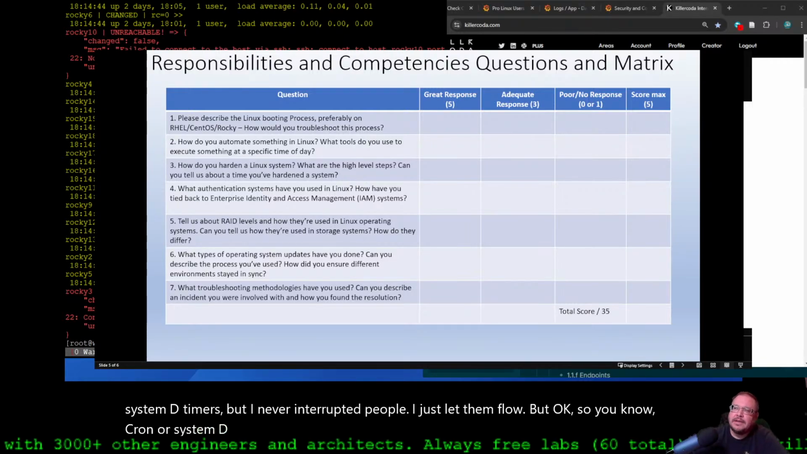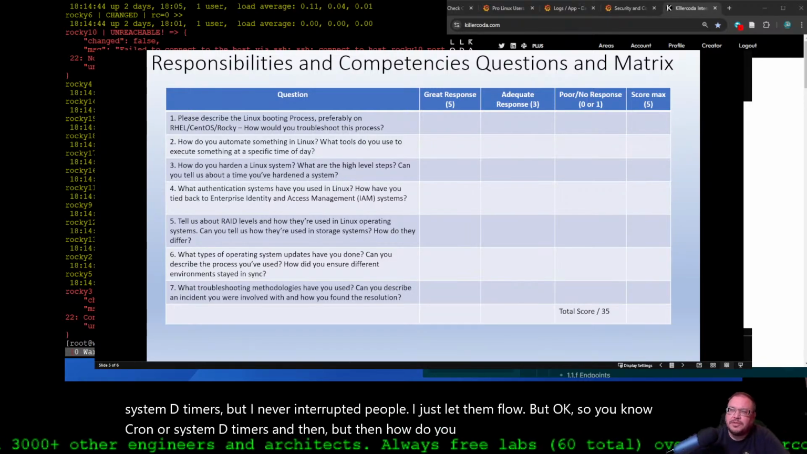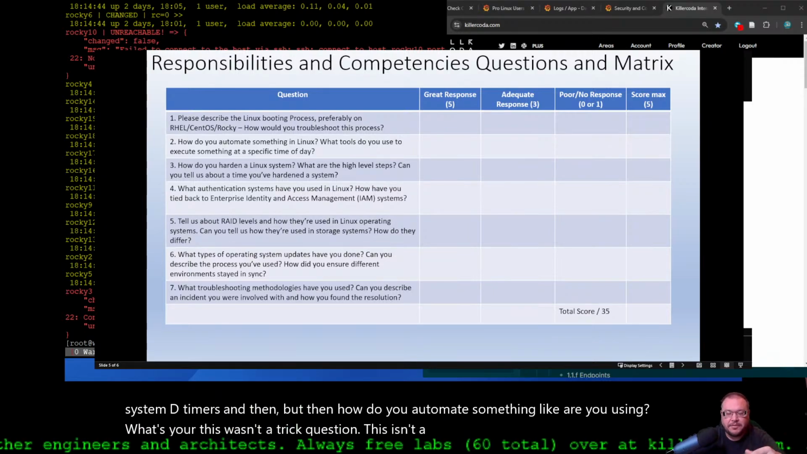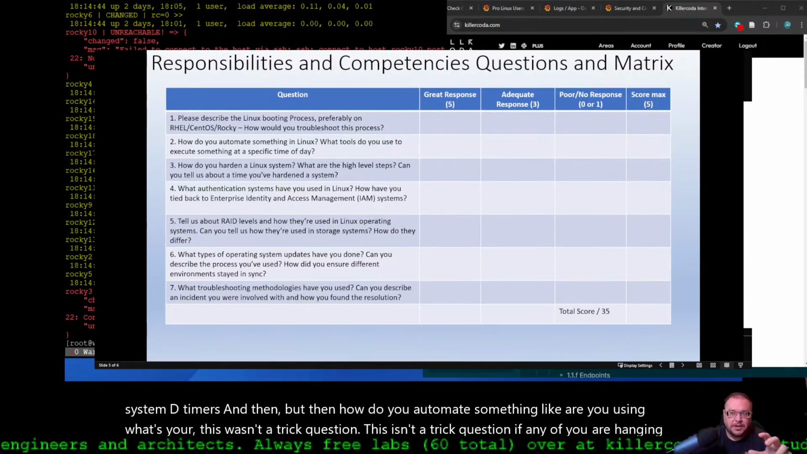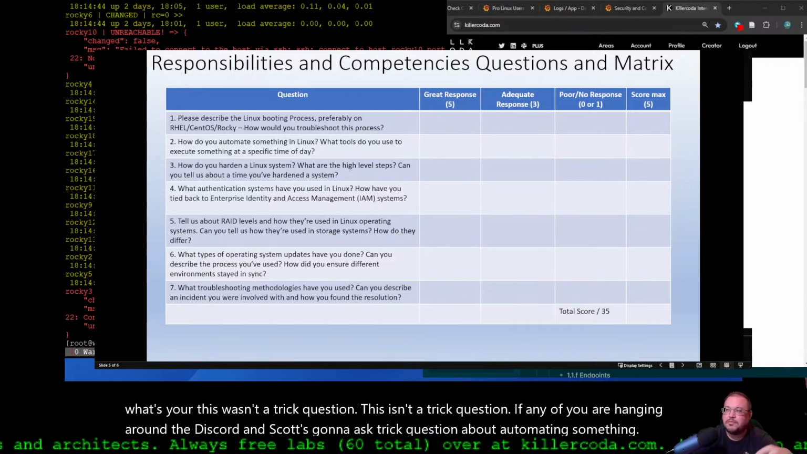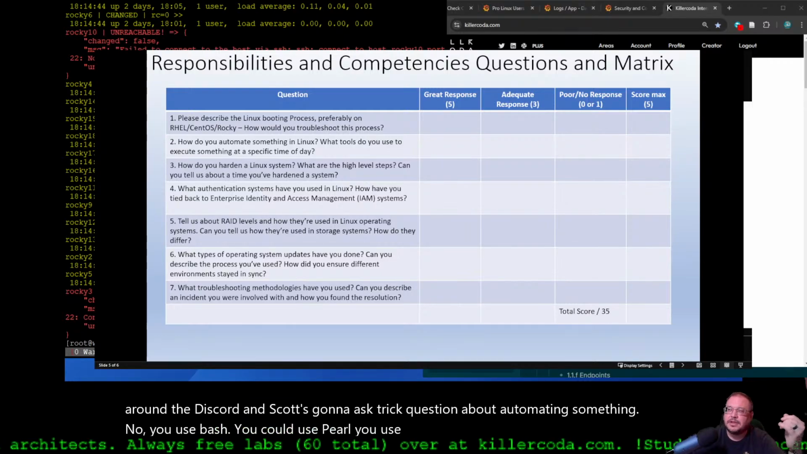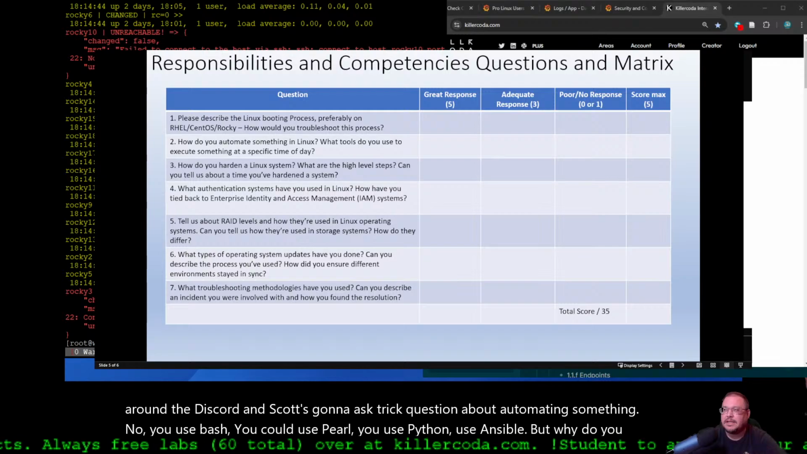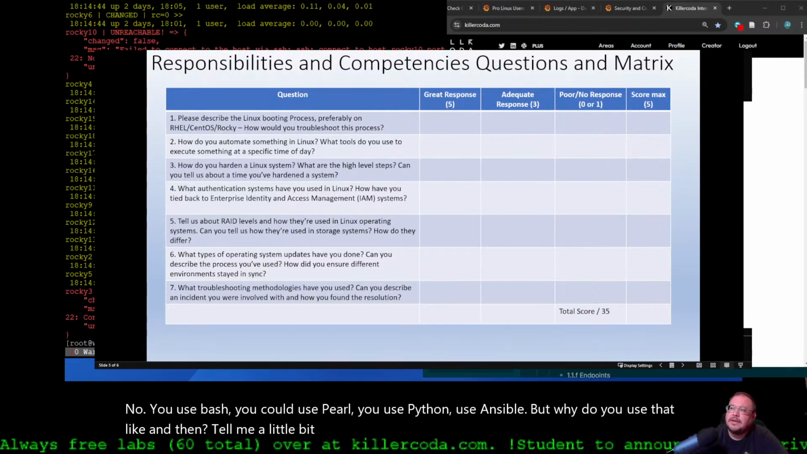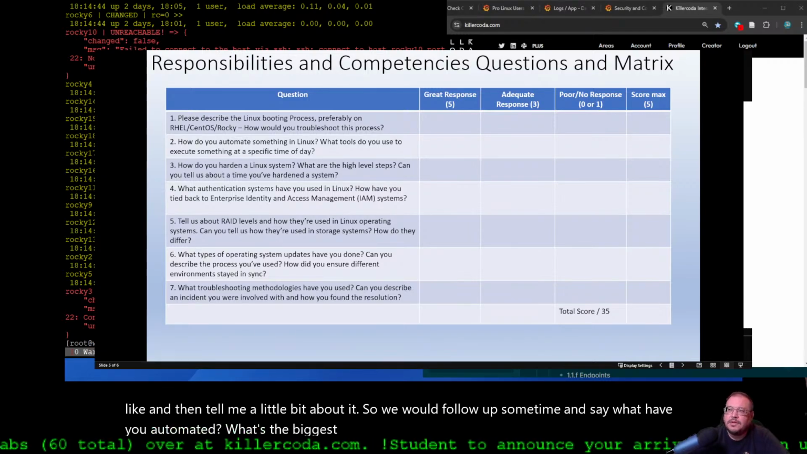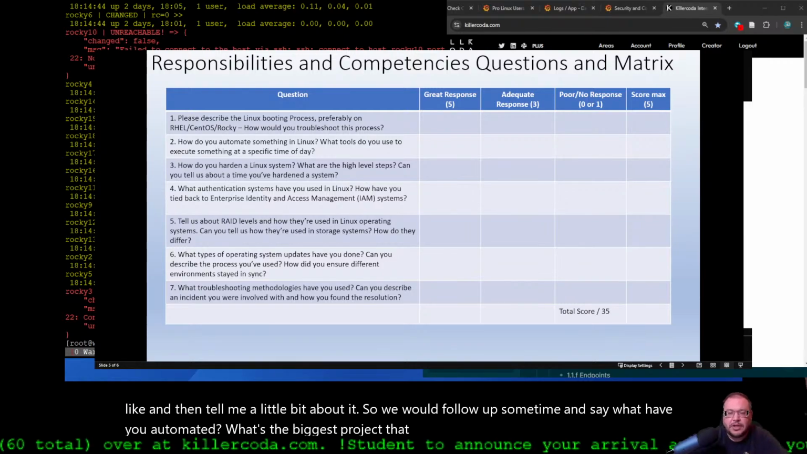But then, how do you automate something? This wasn't a trick question. If any of you are hanging around the Discord and they're like, oh, Scott's going to ask a trick question about automating something, no. You use Bash, you can use Perl, you use Python, you use Ansible. But why do you use that? And then tell me a little bit about it. So we would follow up sometimes and say, yeah, what have you automated? What's the biggest project that you know your stuff is still working on currently?